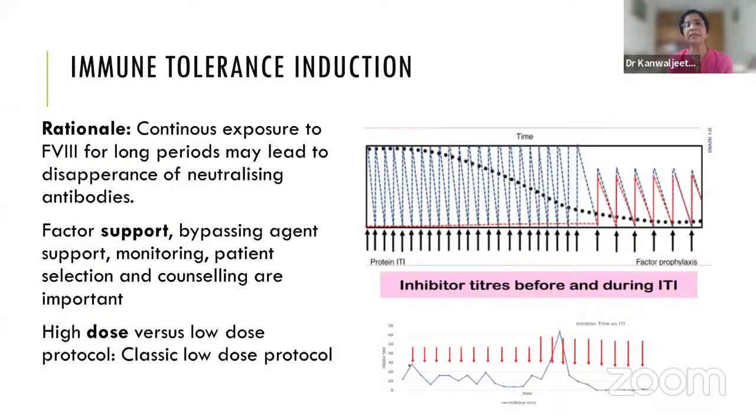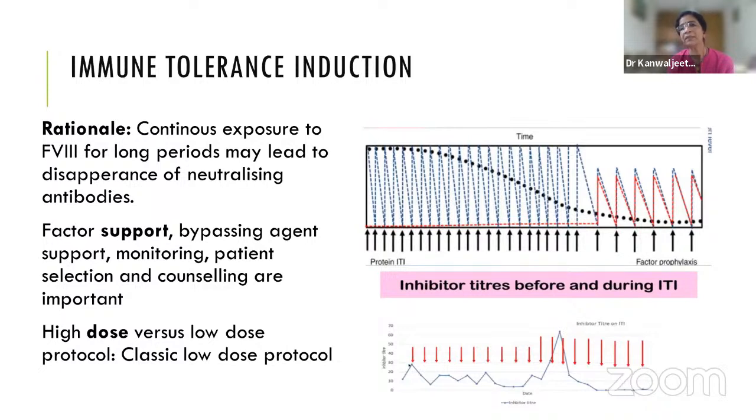So the rationale is continuous exposure to factor VIII. Here, we are giving almost continuous factor VIII. You can see we are administering factor VIII daily and on alternate days, and we are achieving almost continuous levels. This blue line is factor VIII. The red line is factor VIII activity. This is low because of the presence of this dotted line, that is, inhibitors.